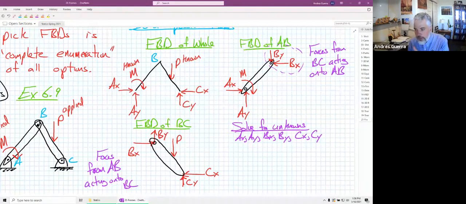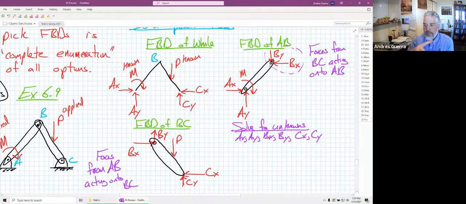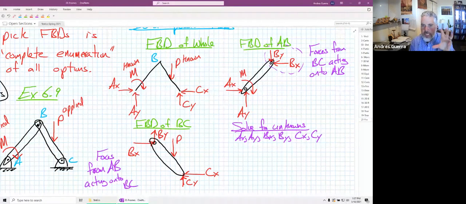Not 6, that would be in 3D. In 3D, we can have 6. We can have moments around all 3 axes and forces on all 3 axes. We have 3, yes. And I should have called on you because you're in the front row today. So yeah, we have 3 equations that we can use for each FBD. So technically, we only need 2 of those FBDs because we can solve for 3 on one of them, and then we can solve for the other 3 on another FBD.